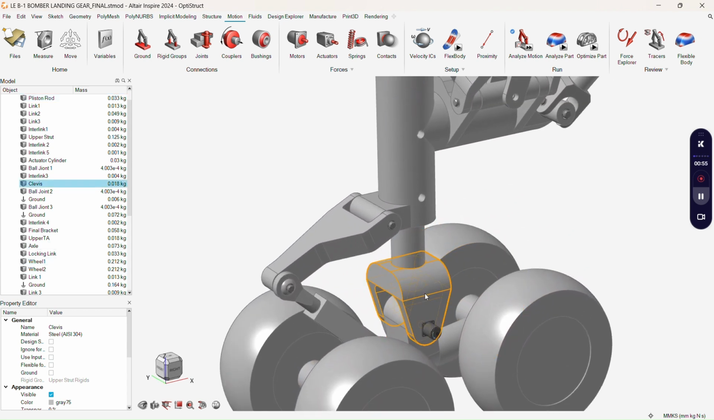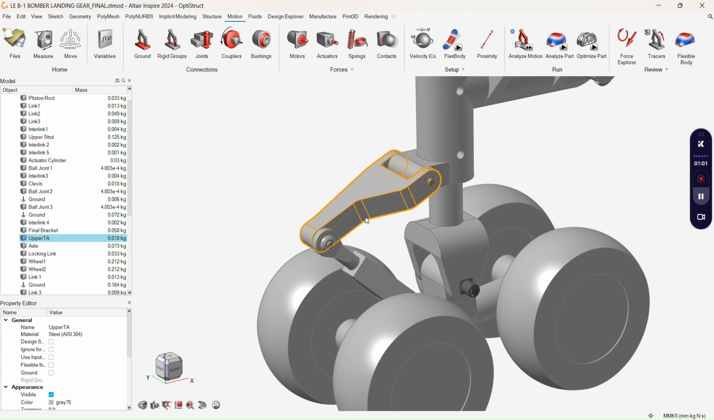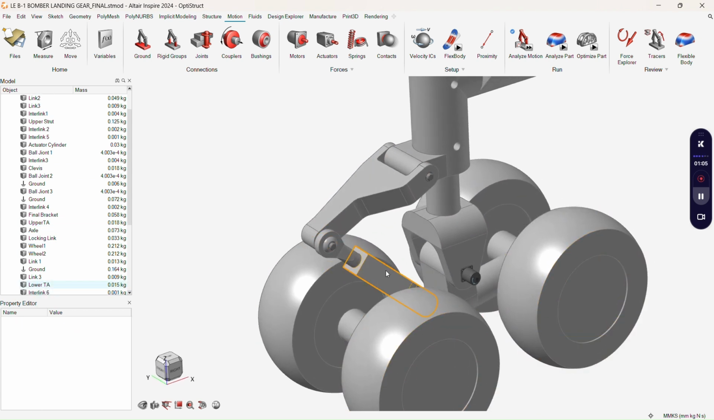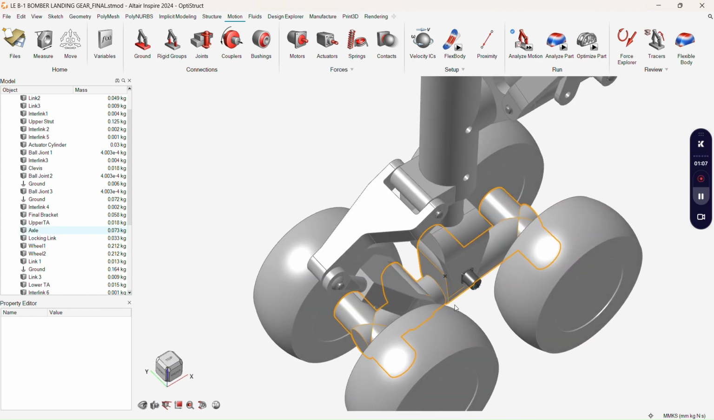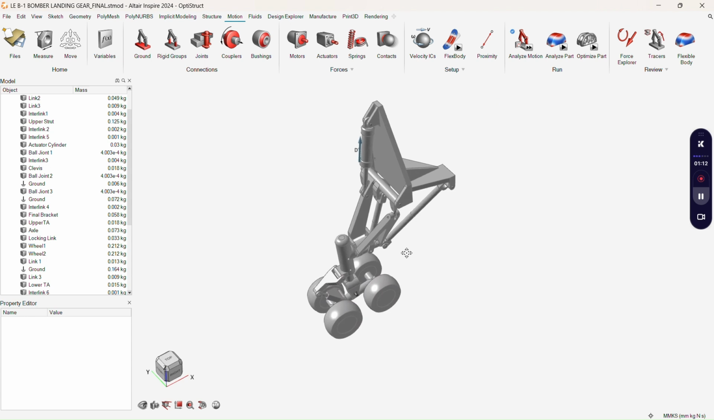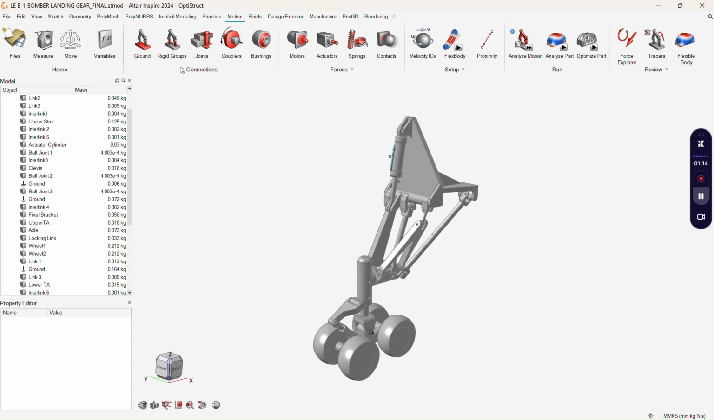Then we have the clevis, which is attached to the axle, and at the upper end, it is attached to the piston rod. Then we have the upper TA and the lower TA, which are responsible for the motion of the wheel assembly, and it is also attached to the axle. So this was a brief description of the CAD.